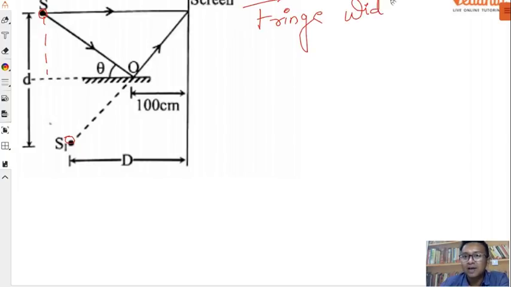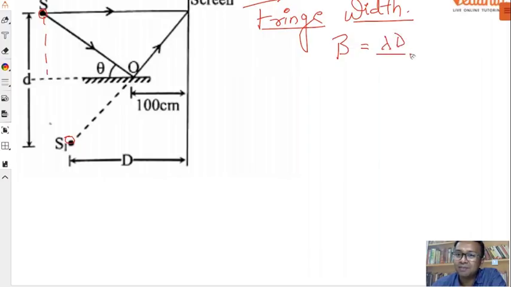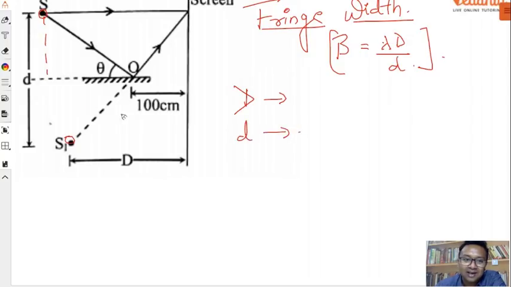Fringe width. Now, as some of you might be wondering, wave optics doesn't seem to make sense. Just understand there are basic formulas here. Beta is equal to lambda capital D by small d. This is the formula for fringe width. Lambda is given to us in this question. We technically need to know what is capital D and what is small d.